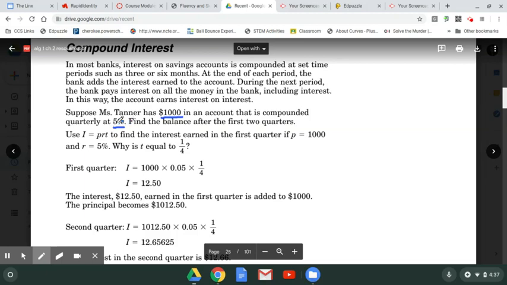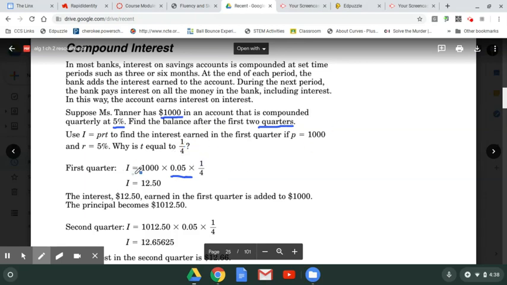So 5% literally means five per cent or 100. And remember, with 2 zeros on the bottom, that's moving the decimal over 2 place values. And so you always move the decimal over to the left to get a number from a percent. Okay? So 5% is really 0.05. Okay? And why is T equal to a quarter? Well, because they're earning it every quarter. Okay? So time is a quarter.